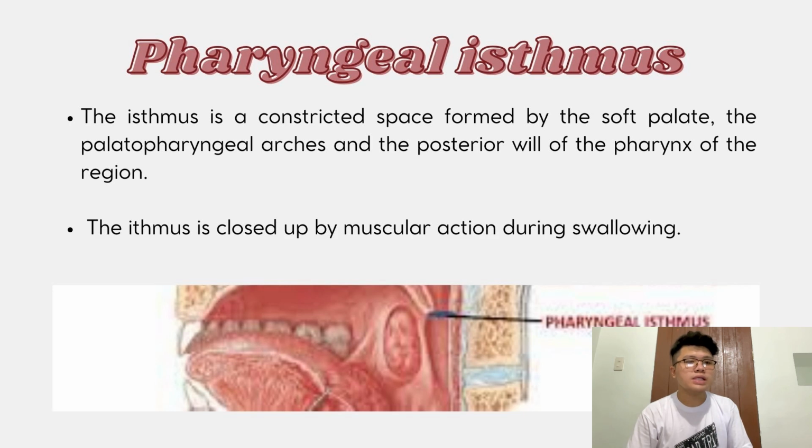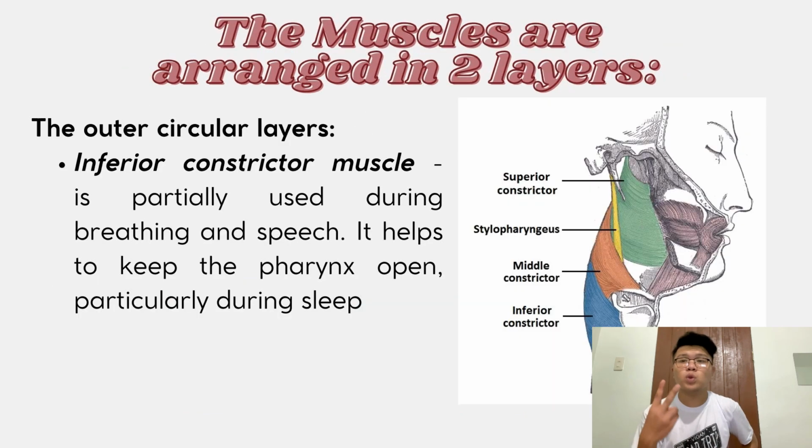The isthmus is closed up by muscular action during swallowing. In addition, the isthmus is sometimes described as the passage that transitions between the oral cavity and pharynx. So let's proceed. Of course, our pharynx has muscles that are arranged in two layers.